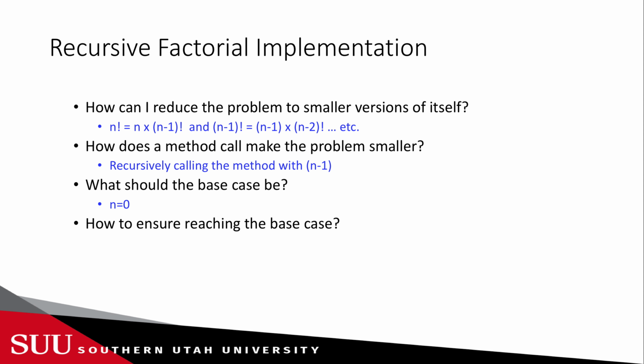What should the base case be? N is equal to 0, because remember we said by definition if n is equal to 0 I will directly return 1 without doing any computation. Now, how do I ensure reaching the base case? I will need to eventually go to 0. So I'll start with a positive integer, and reduce it by 1 in every recursive call. This is what's going to ensure that I reach my base case.